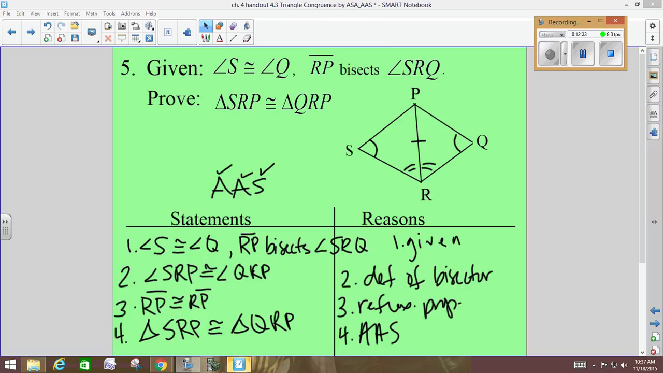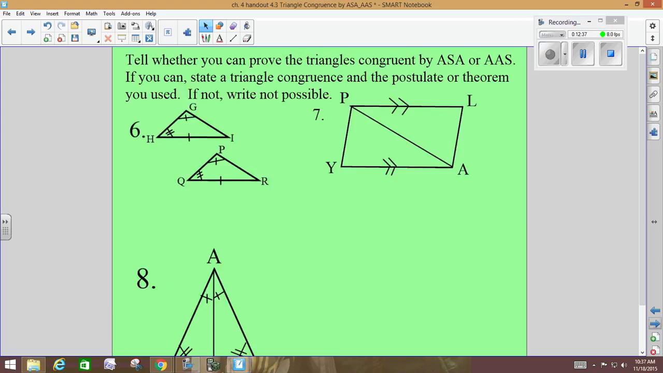Do they seem better than even Monday? Okay. 3 left. Tell whether you can prove the triangles are congruent by angle, side, angle, or angle, angle, side. If you can, state the triangle congruency statement, and then the postulate or theorem you used. If you can't prove them congruent, then it says to write not possible.